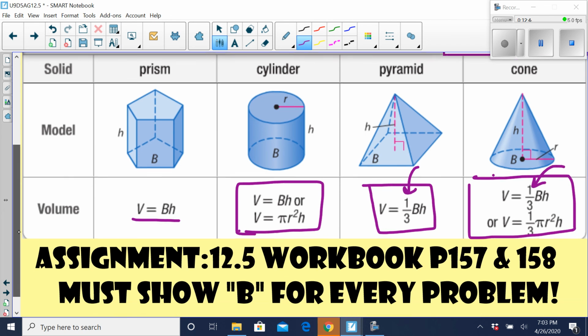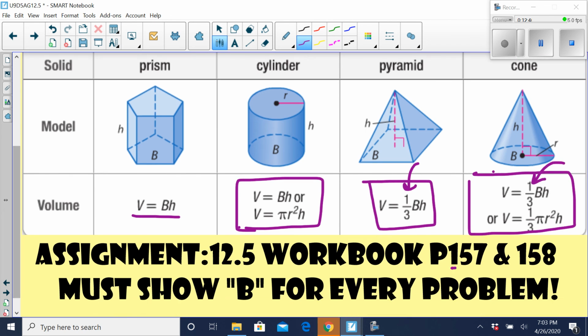Okay, the assignment would be workbook pages 157 and 158. And I want you to show B for every problem, just like you guys did last week. I would encourage you to spread this assignment out. Don't sit here and do it all at one time, but do one day, take a break, do 158 the next day. You guys are doing an awesome job. Keep up the great work. Email me if you have any questions.